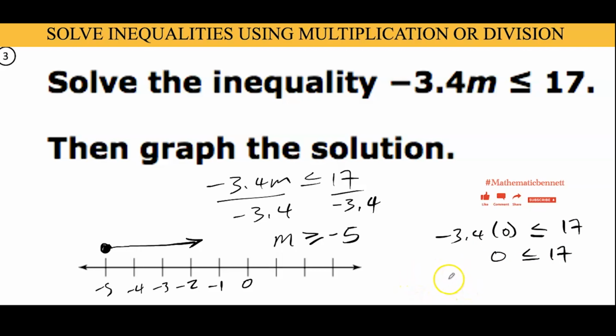Let us try the next value now. Let us try 1. Negative 3.4 times 1 should be less than or equal to 17. Let us see if that works. Negative 3.4 times 1 will give us negative 3.4, and that is also less than 17. Alright, so we see that our solutions work. So any value we find that is greater than negative 5 would make this inequality true.